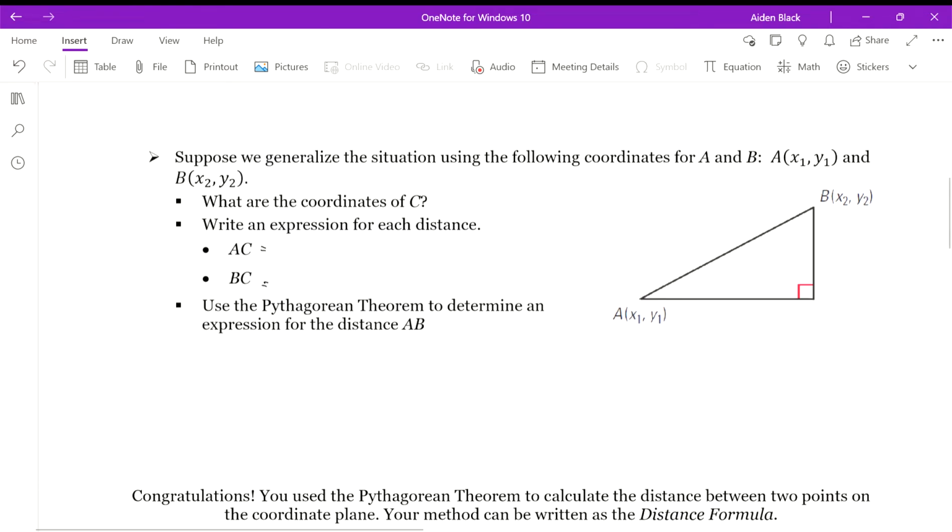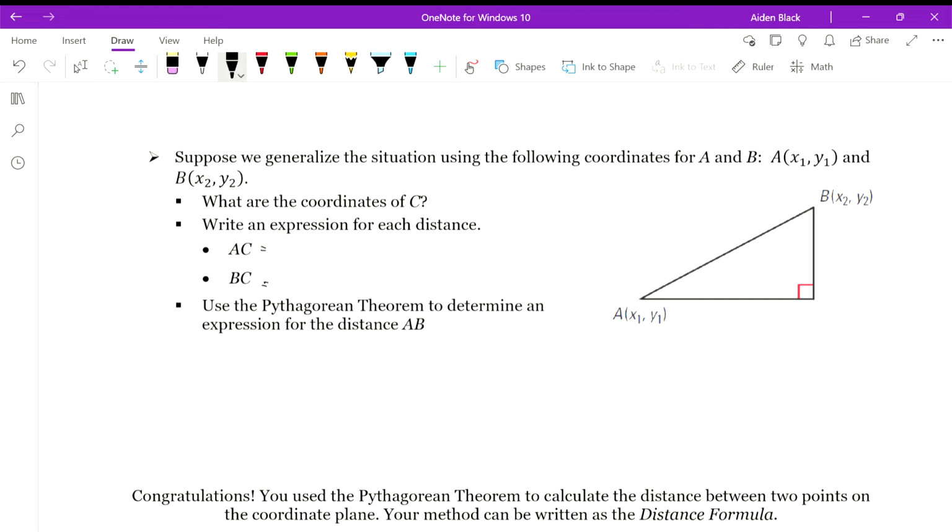This is how we derive the distance formula. We start by using Pythagorean's theorem, which we know is a squared plus b squared equals c squared, where c is the hypotenuse, the longest side, or the side that is opposite of the right angle.